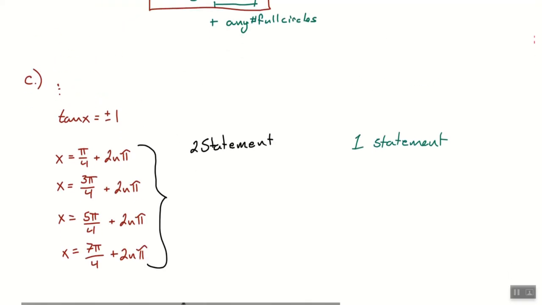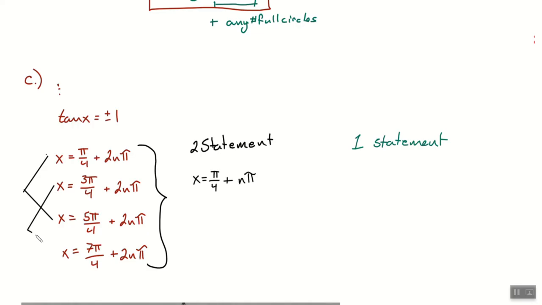So if I want to write it instead, let's just condense this down. We'll do two statements here. I have x equals pi fourths. And then if I go half a circle, I wind up at 5 pi fourths, right? So that's this one and this one combined together. And how do I write any number of half circles? N pi. I have taken care of those two.